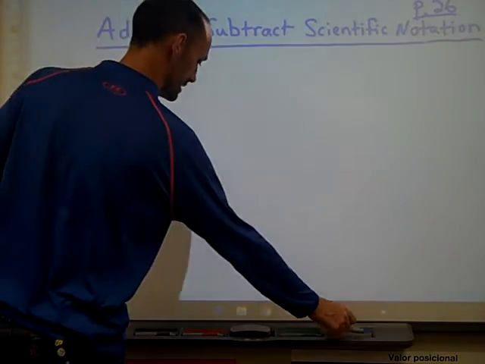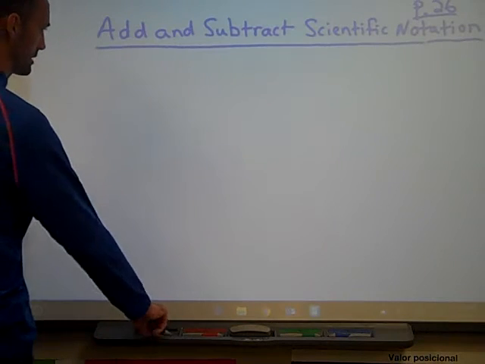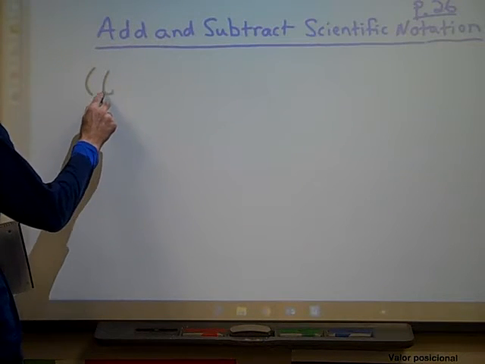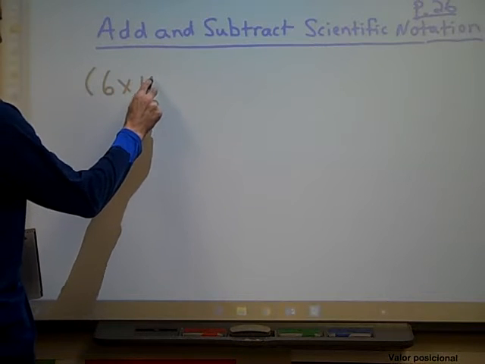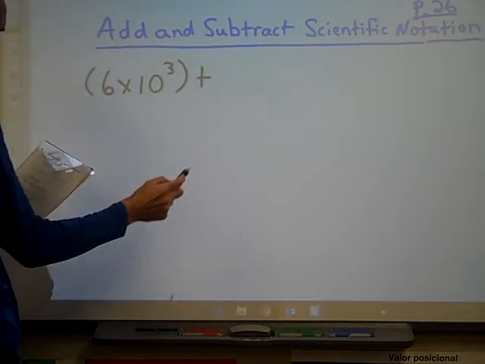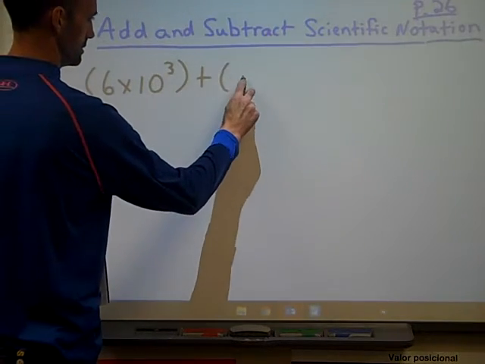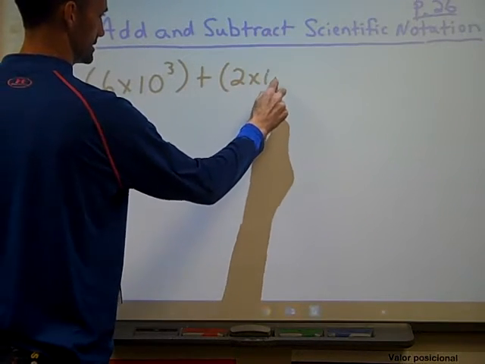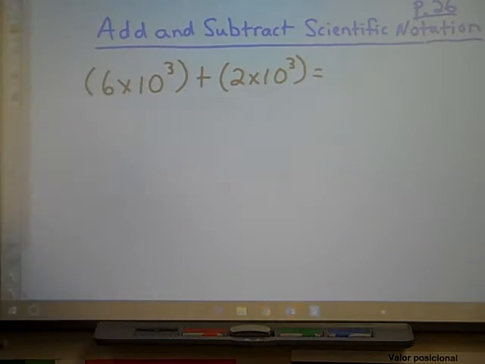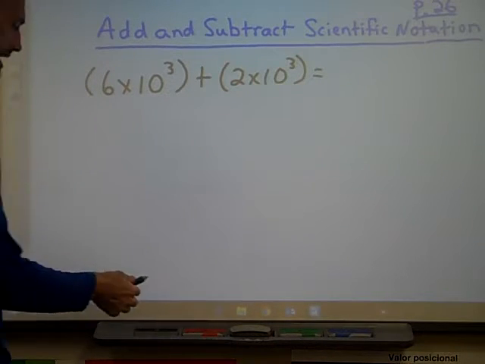So you're going to see examples in your homework that look like this. You have a parenthesis, and it's going to be 6 times 10 to the third plus 2 times 10 to the third equals, okay? So you have to make sure you're writing that in your journal on the first line. Right? So a few things to look at.